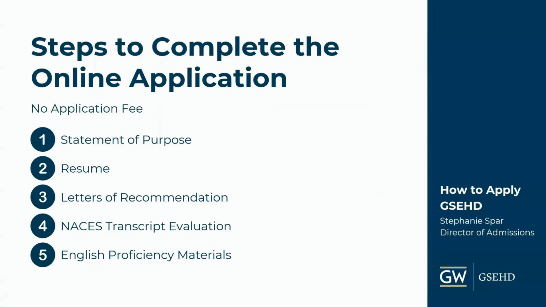In reference to steps to complete the online application, again, the application fee has been waived, so you can start your application whenever you're ready. Once you go through all of the initial steps in terms of signing into the portal and logging in with your last name, first name, and your email address, you'll be prompted to go through a few pages that list documents that are needed for your application. So as we see listed here, you will need a statement of purpose, you will need a copy of your resume, and then you'll need letters of recommendation.